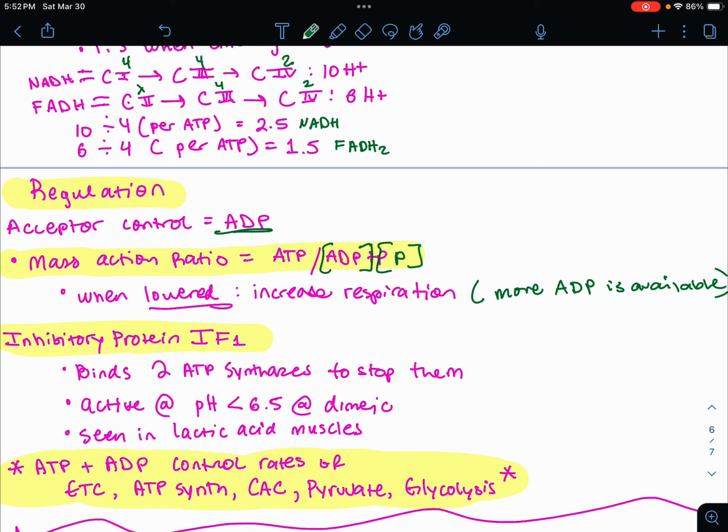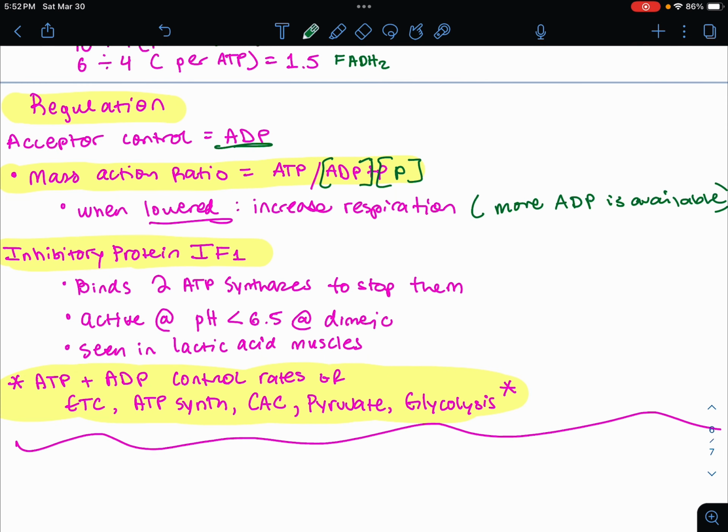Let's also talk about inhibitory protein. IF1 is going to bind 2 ATP synthases together to inhibit enzyme activity in both of them. It's active in its dimeric form as a dimer at pHs less than 6.5. Where do we find this very acidic pH? We could see this in the muscles when there's a ton of lactic acid. In hypoxic or oxygen-deprived cells, IF1 binds and prevents a drastic drop in ATP.